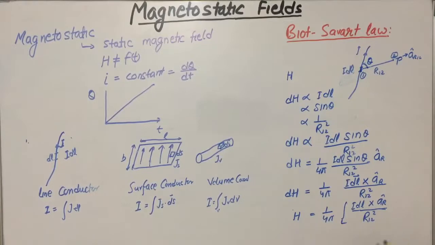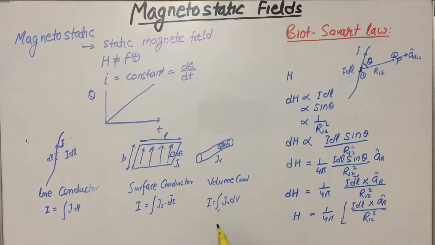Based on the different types of current, we can replace this IDL. If it is a line conductor, then we say IDL. If it is a surface conductor, then I can be replaced like this. Here, by the way, this is the linear current density in ampere per meter, not ampere, so keep that in mind. In the case of a surface conductor, this will be replaced by Js ds, and in a volume conductor it will be Jv dV.